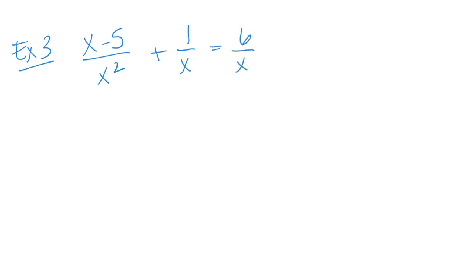All right, example 3, I'm going to write on the whiteboard, and then I want you to try it on your own. Pause the video and try it, see how you do, and then check your work. So it's x minus 5 over x squared plus 1 over x equals 6 over x. So go ahead and pause the video and work this out and see how you do. It is a fractional answer. I'll go ahead and tell you that.